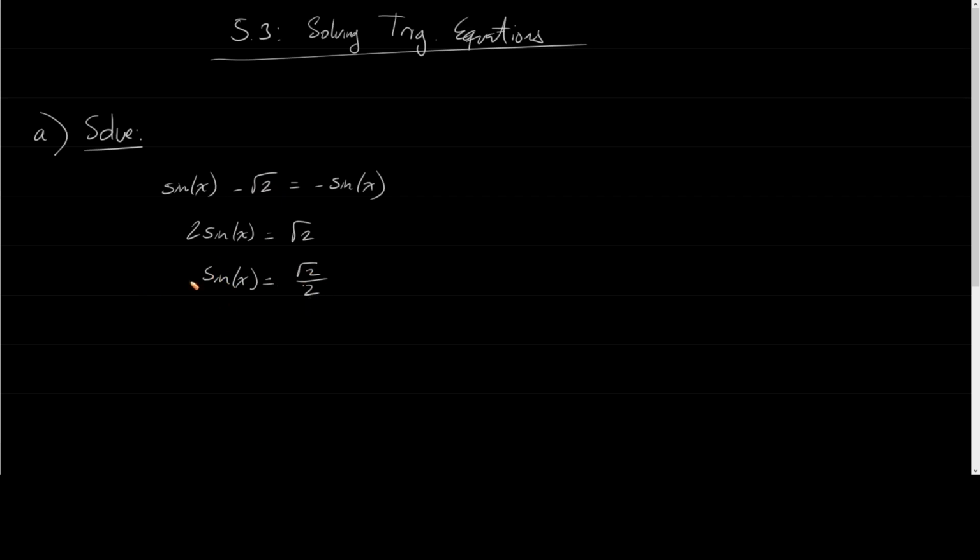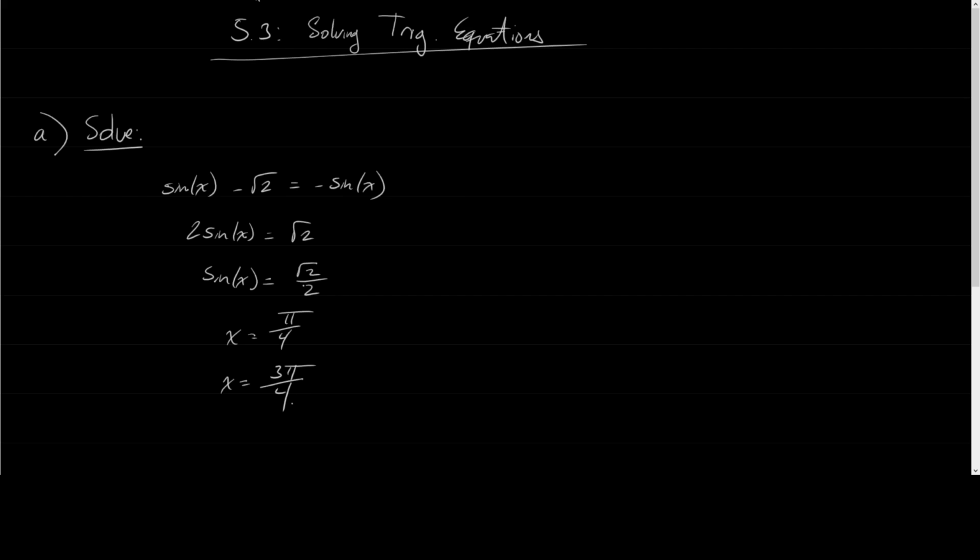Now, at this point, what is this question saying? This question is saying, what is the angle for which sine of that angle is equal to radical 2 over 2? And it turns out from the unit circle that there are two solutions to that. It happens first at pi over 4, and then again at 3 pi over 4. Those are the solutions within the unit circle.